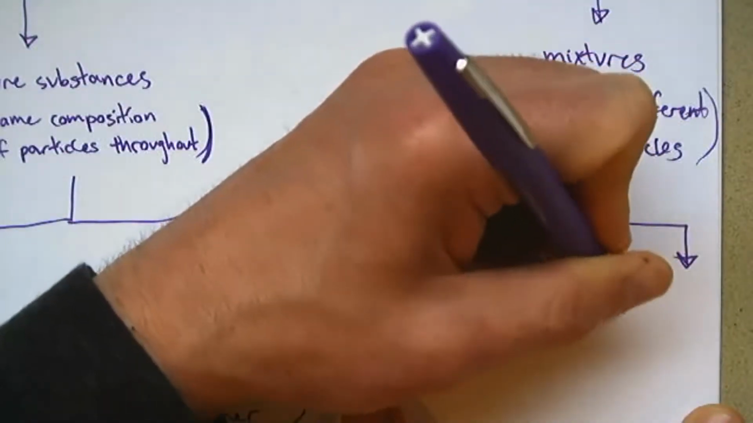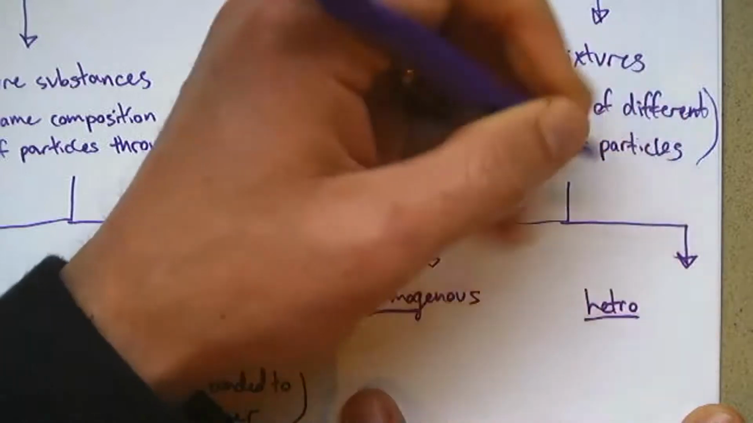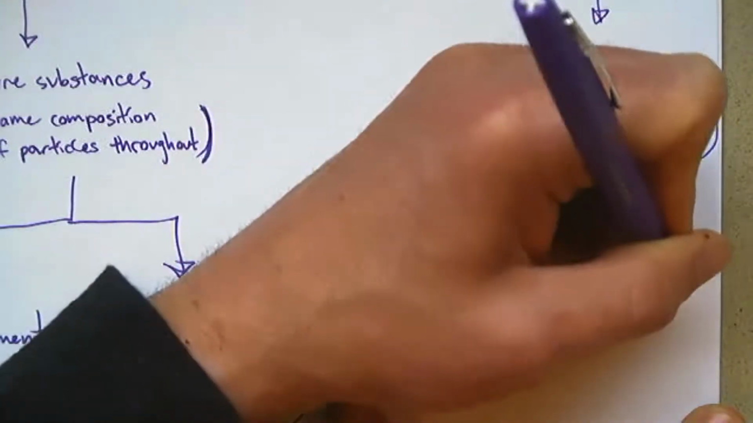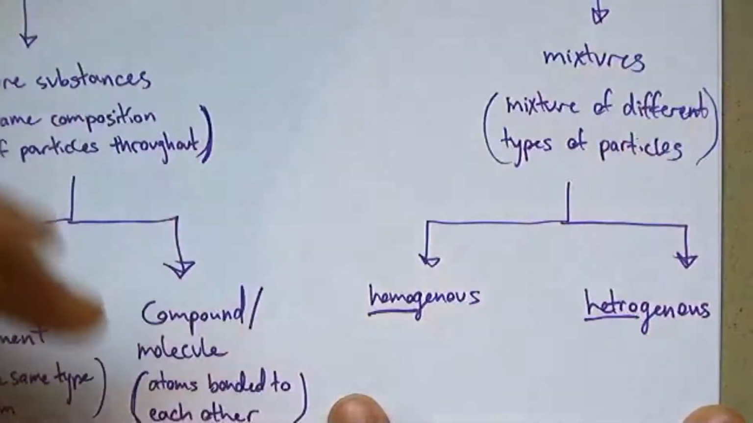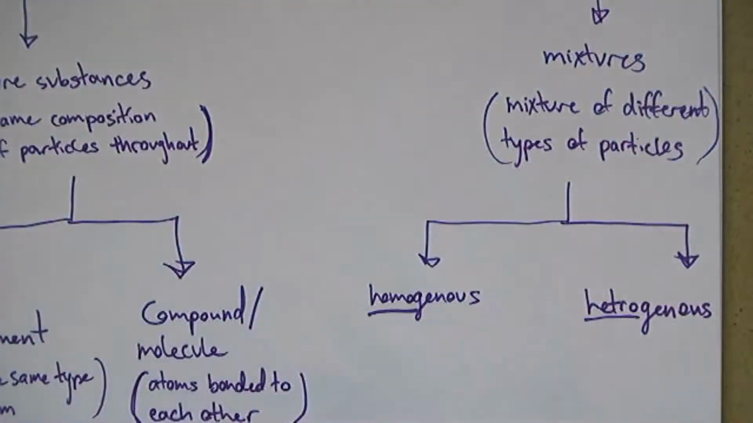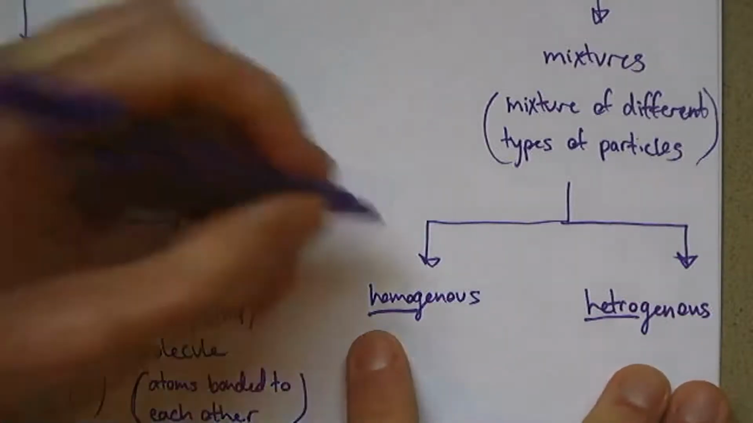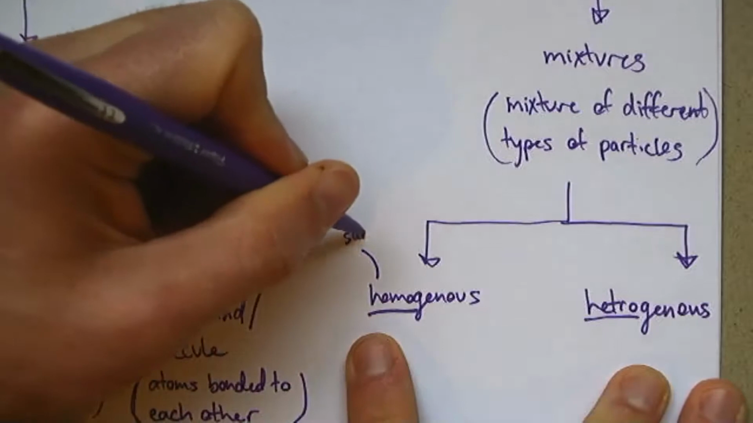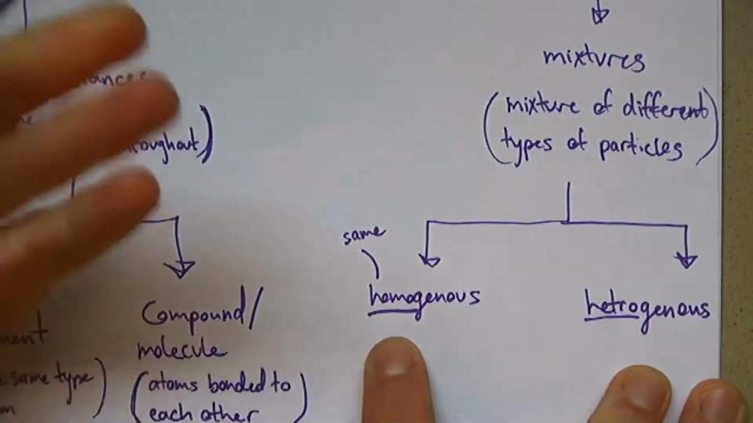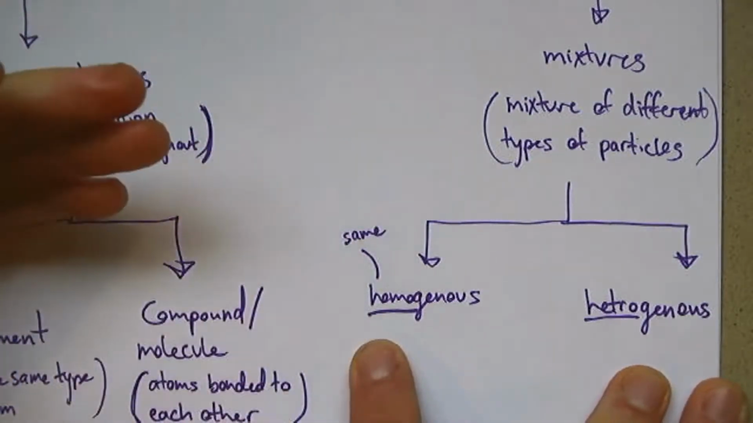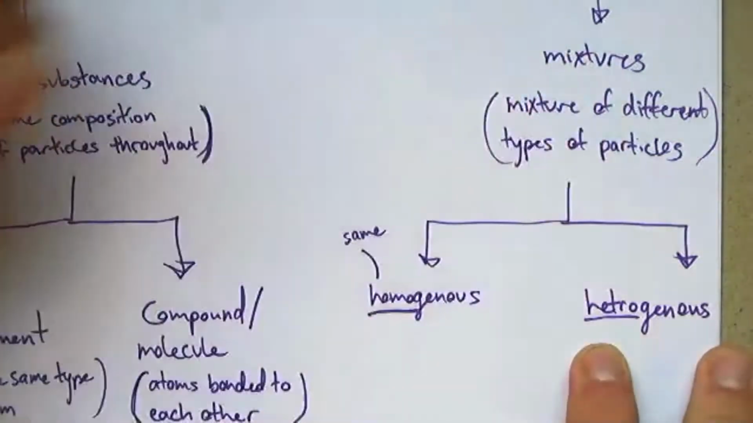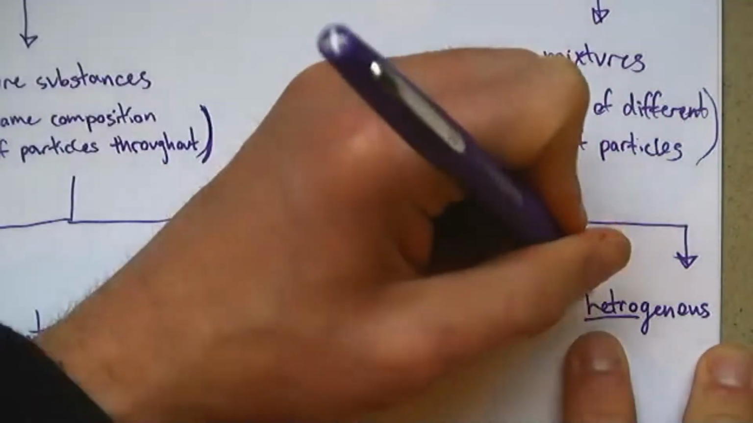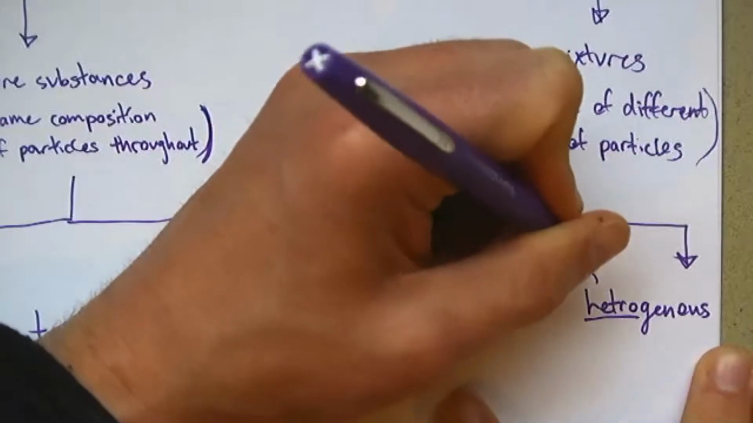Now, for those of you in bio last year, which I think is many of us, you remember how we talked about homosexual, heterosexual, and we had homozygous and heterozygous for genetics. So remember that homo means same. So if you're homosexual, you're interested in people of the same gender. And if you're heterosexual, you're interested in people of a different gender, because hetero means different.